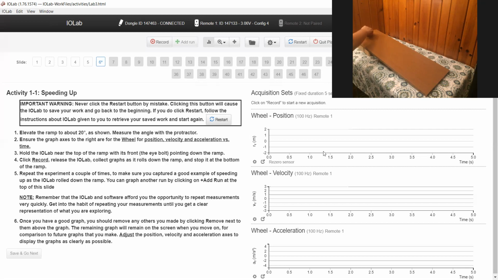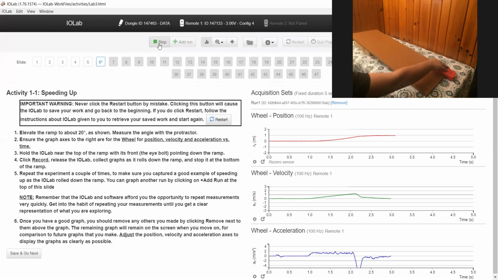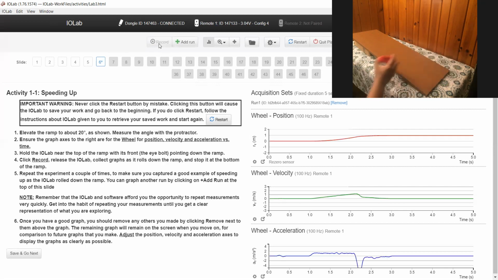Then click on the record button, and then you can let go. Make sure to catch the IOLab when it comes down. You may repeat the experiment if you are not satisfied by clicking add run, and you may remove the run you don't want to see. But I think I'm satisfied with what I have done.